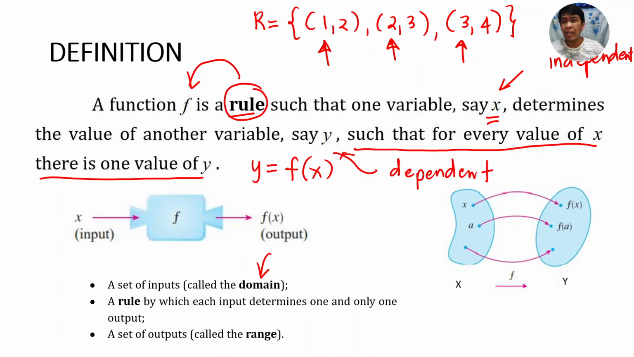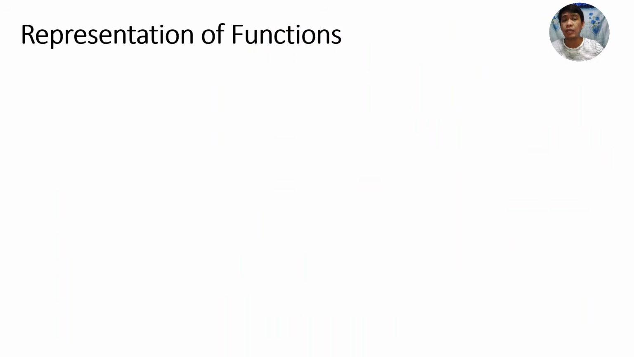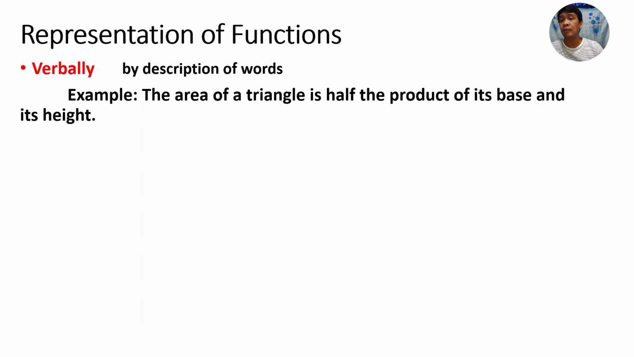So, now, paano ba natin muna nire-represent ang functions? So, meron tayong ways on how are we going to represent a function. So, first, verbally. So, from the description of words lang, maiintindihan na natin kung ano yung sinasabi. So, example, the area of a triangle is half the product of its base and its height. So, meaning to say, kung meron akong given na triangle, meron akong base at meron akong height, para daw makuha ko yung area, kukunin ko lang ang product ng base at saka ng height and then i-divide ko by 2. So, by the description of words, nalaman ko na kung paano kunin ang area.